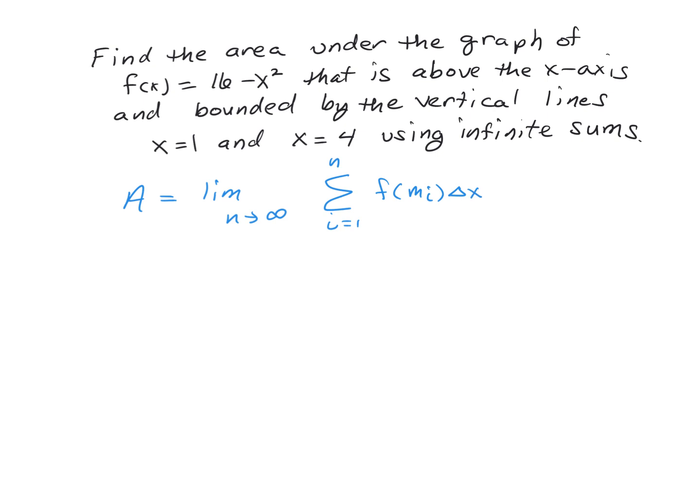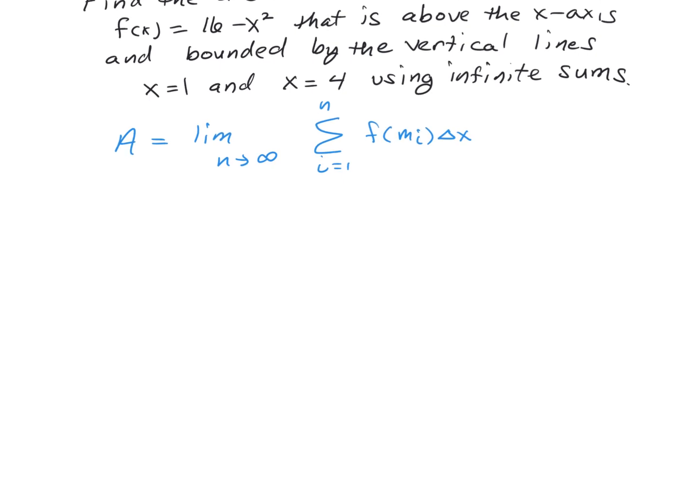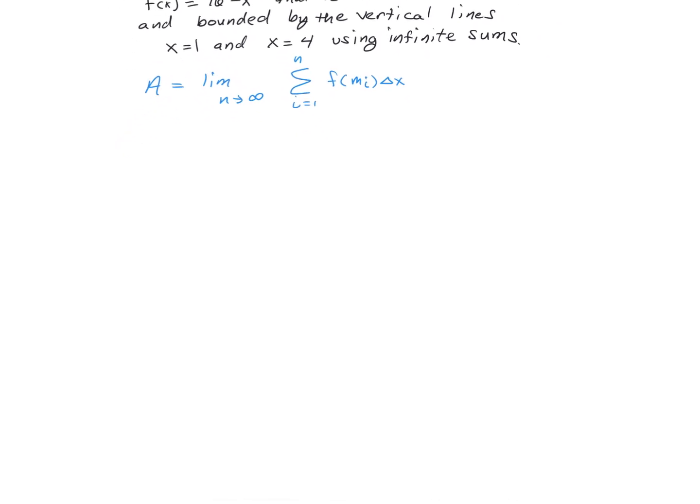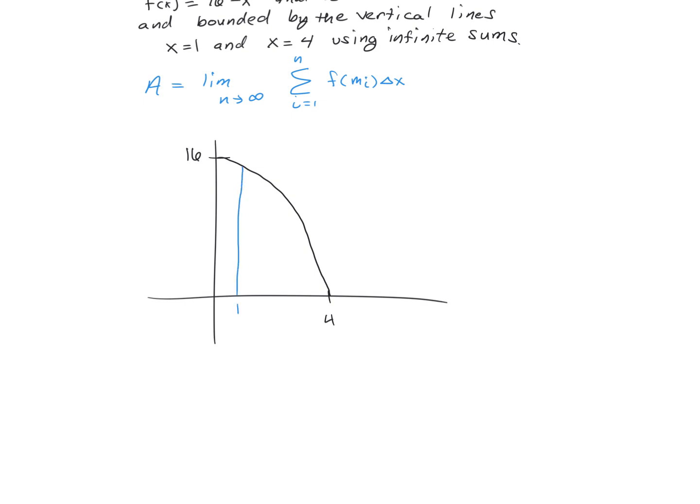To do this problem, we're going to set it up with a graph first to see how we're going to label all of our rectangles. So we're going to draw a graph with 16 as our y-intercept, down to 4. And again, our parabola goes down like so. But for us, we're going to start at 1 and find the area under the graph from 1 to 4. So to do this, we're going to draw rectangles.